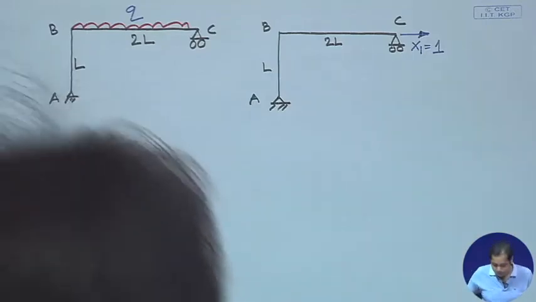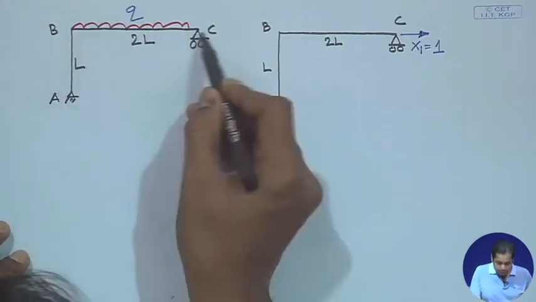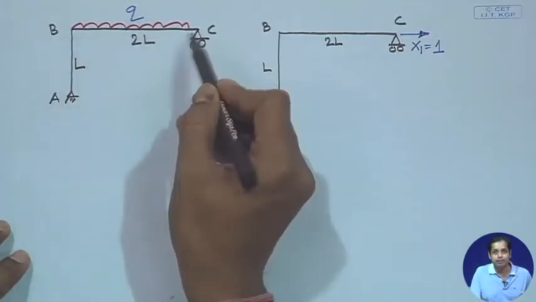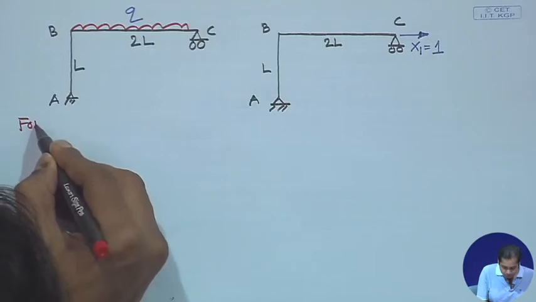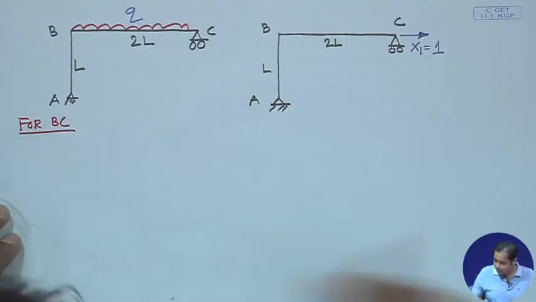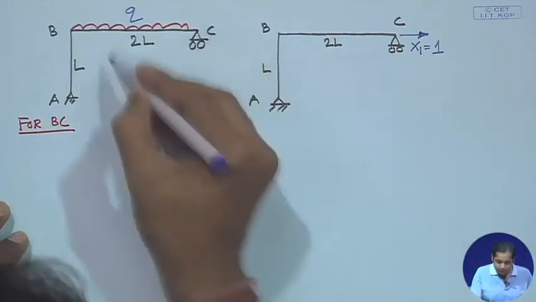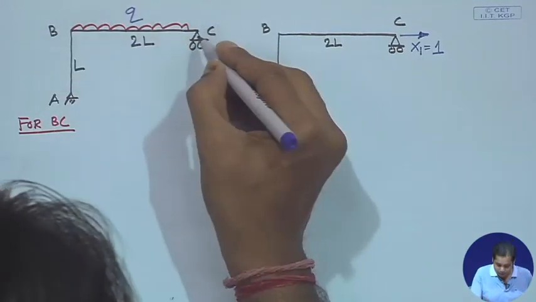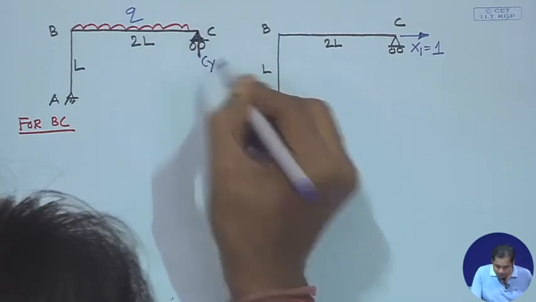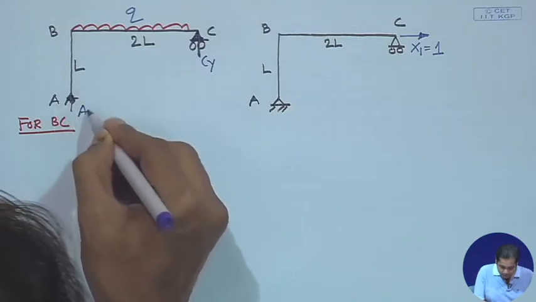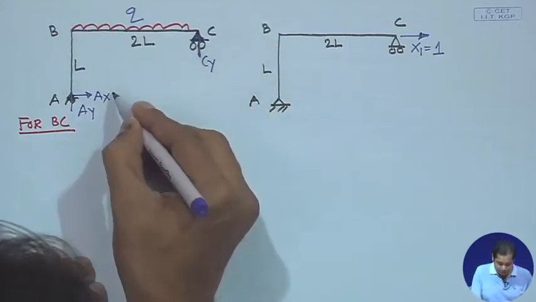Now, let us find out the expression for bending moment. We have two members in this frame, member AB and BC, so the bending moment expression we have to find out for both members. Let us first do BC. Before that, what would be the free body diagram of the entire structure? This is an indeterminate structure. The forces will be Cy, Ay and Ax. Since there is no horizontal force, Ax will be 0.